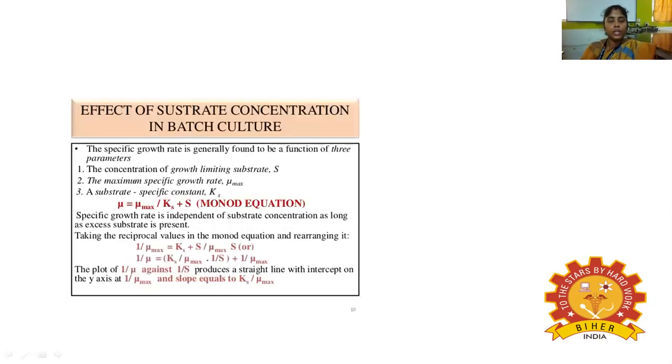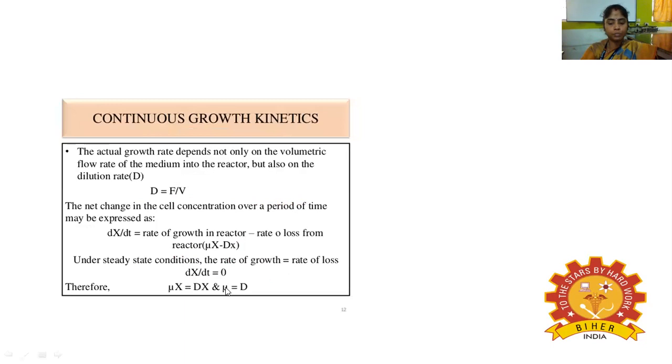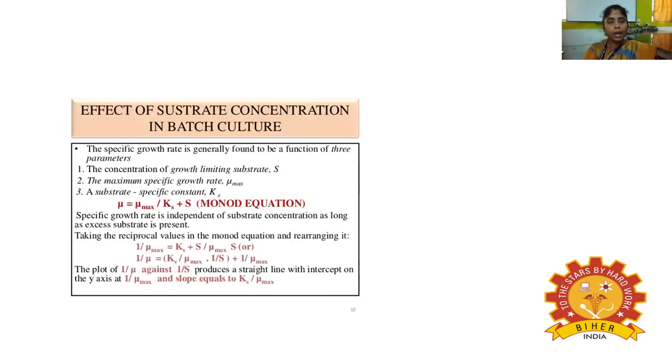So here we are going to see two different conditions. What does the substrate concentration influence in a batch culture? When you talk about the batch culture, there are three parameters that help to determine your substrate concentration: the first one is the substrate concentration, the next one is nu max, and the next one is Ks. So this is how we have the Monod equation as nu is equal to nu max divided by Ks plus S, into S.